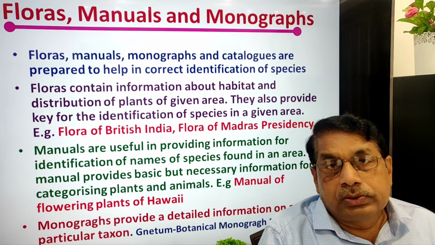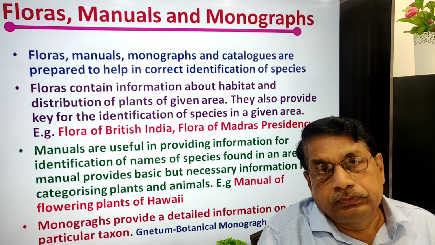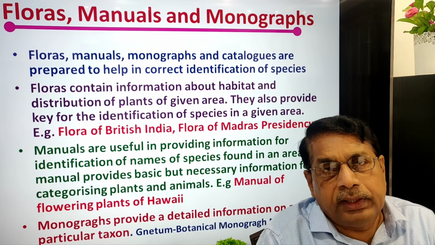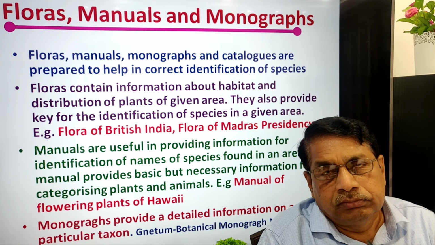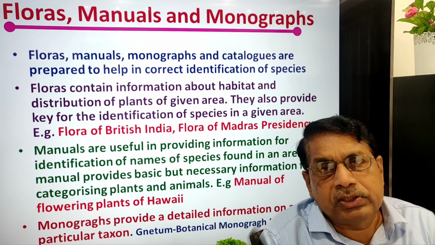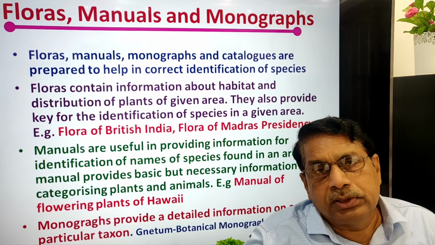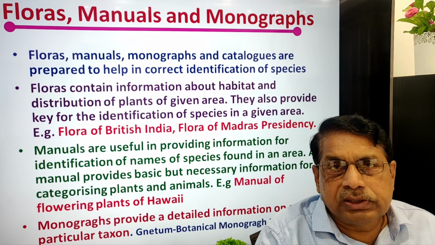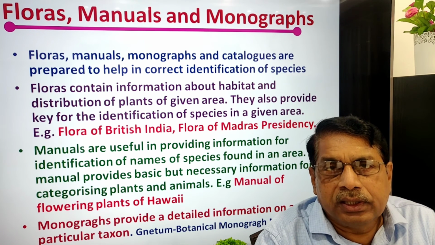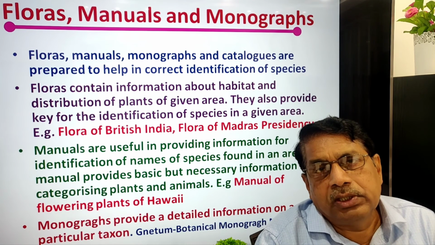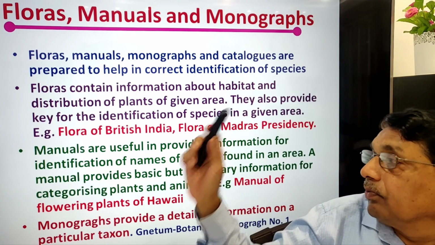Let us take two examples. Flora of British India, prepared by J.D. Hooker. He described all the plants of India known at the time and provided the key. Flora of Madras Presidency, by Gamble. He prepared the flora of erstwhile Madras State, Madras Presidency. If you refer to that book, you will come across all the plants described there, with the key, descriptions, habitat, all these things.